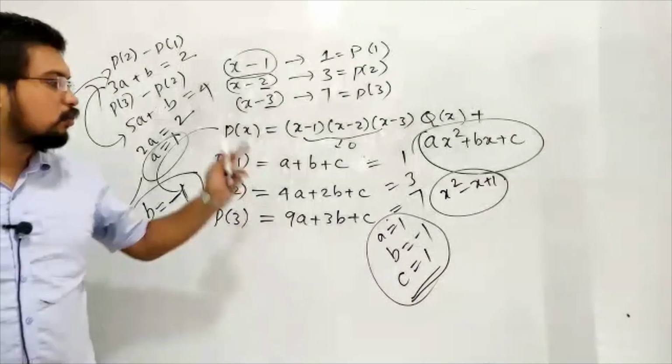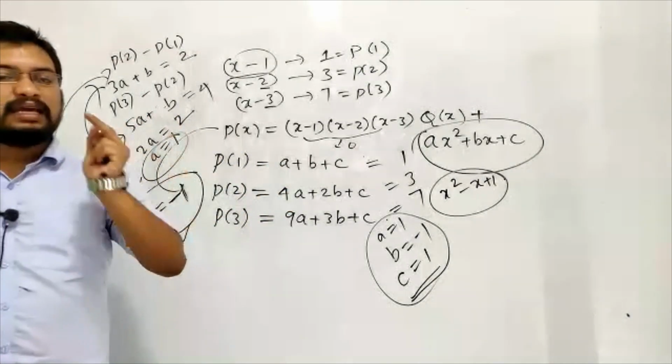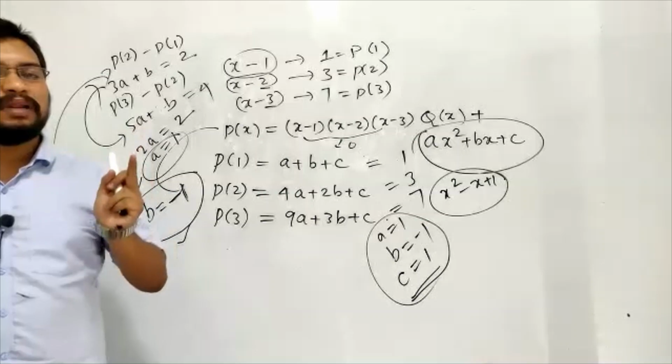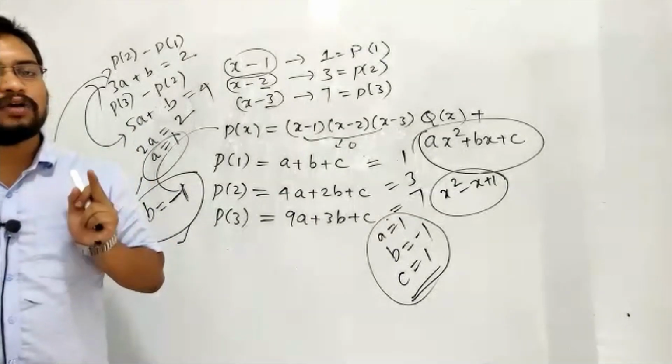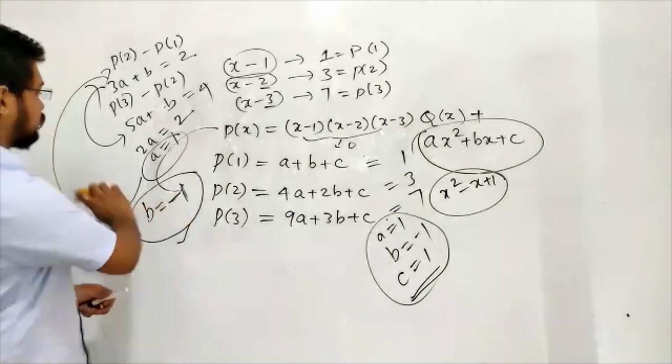You only need to remember one point: the maximum degree of the remainder is 1 less than that of the divisor. Remember this one point. Next, hope this is clear.